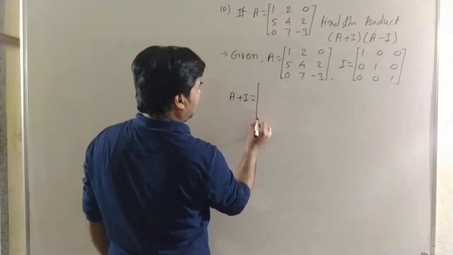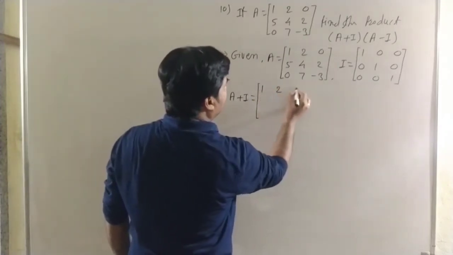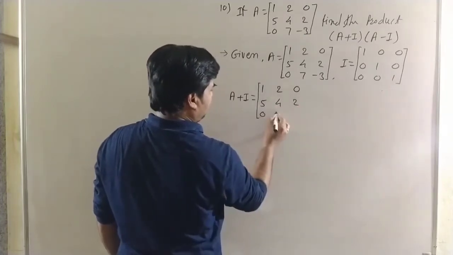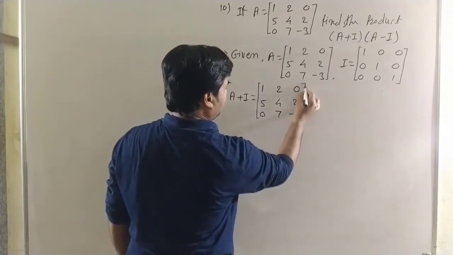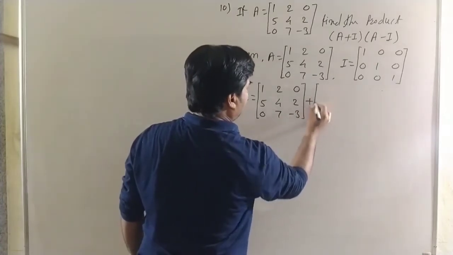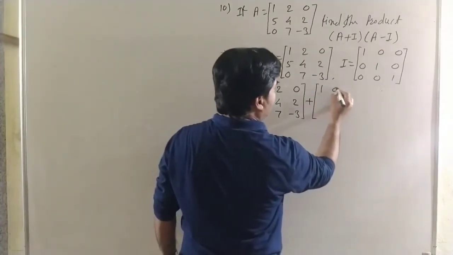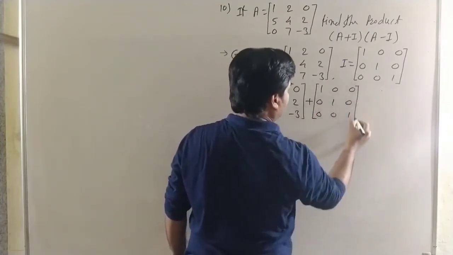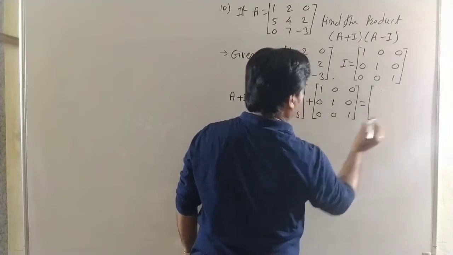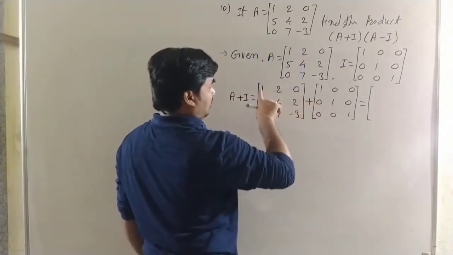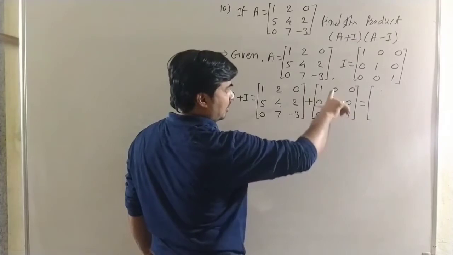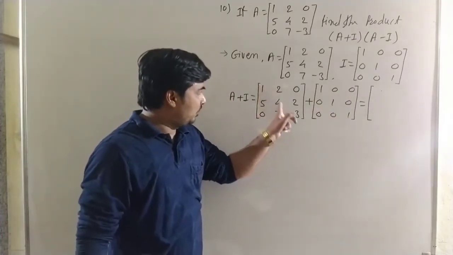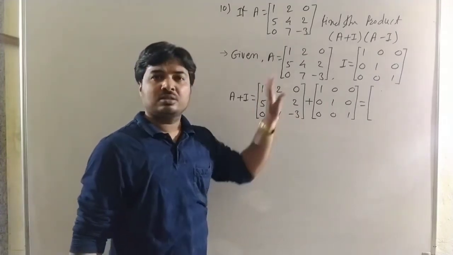Therefore A plus I: the matrix A, 1, 2, 0, 5, 4, 2, 0, 7, minus 3, plus I, that is 1 0 0 0 1 0 0 0 1. See carefully the addition. Only the diagonal elements change, since all non-diagonal elements are 0 in the identity matrix. So only the diagonal elements are increased by 1.